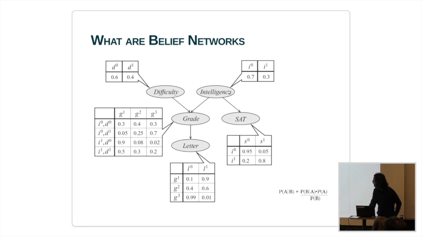So we know that intelligence will affect what you get on the SATs, on your general school tests, and it will affect what grade you get. And you know that your grade will affect your letter of recommendation. And so this is a real simple graph of causality.